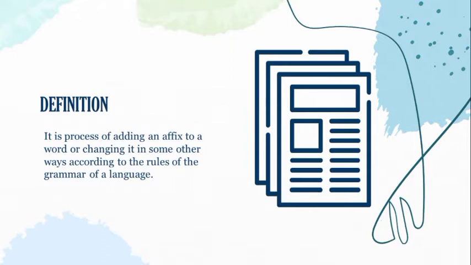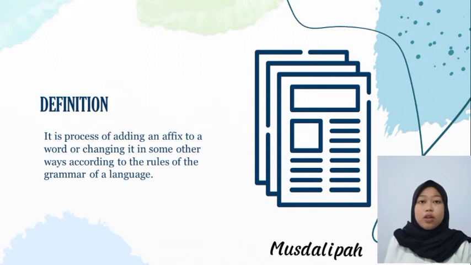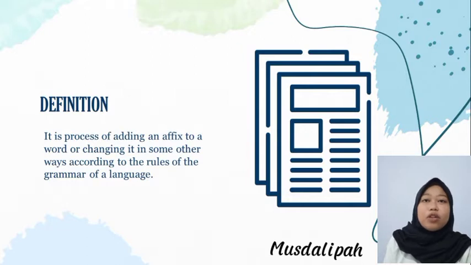The first material will be explained by Musdalifah. So, what is inflection? Inflection is the process of adding an affix to a word or changing it in some other ways according to the rules of the grammar of a language. In other words, it involves the formation of grammatical forms of a single lexeme: the present, past, the singular, plural, the masculine, feminine, and so on.